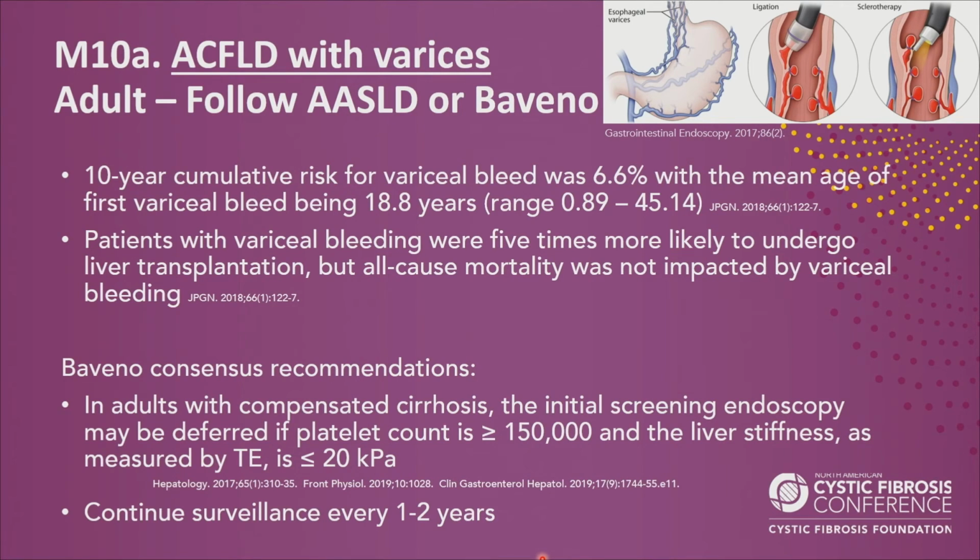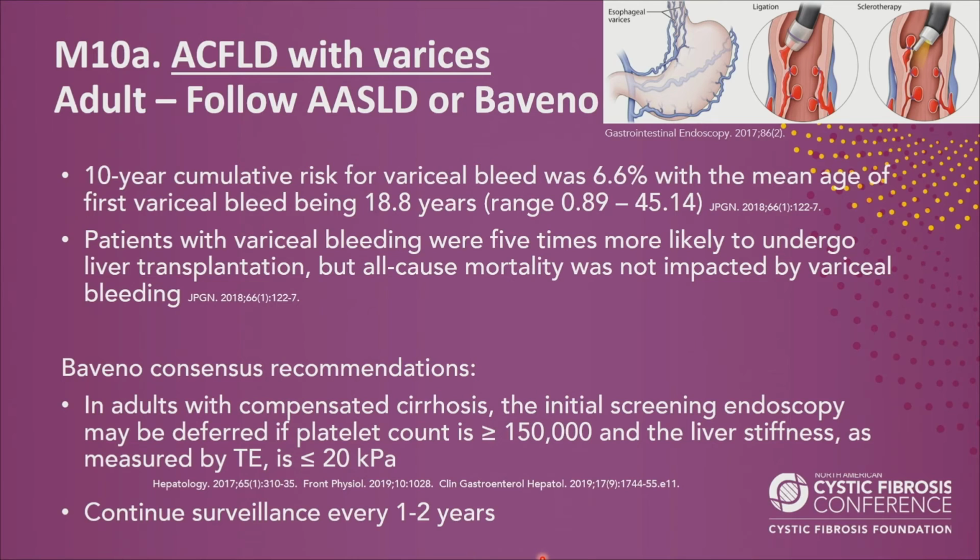So what about advanced CF liver disease with varices? This was a little bit of one where we were challenged with the recommendations, but we decided that it's best to follow the guidelines by other organizations that look at this a little bit more broadly in terms of advanced liver disease. So the adult recommendations are to follow the AASLD or Baveno guidelines.